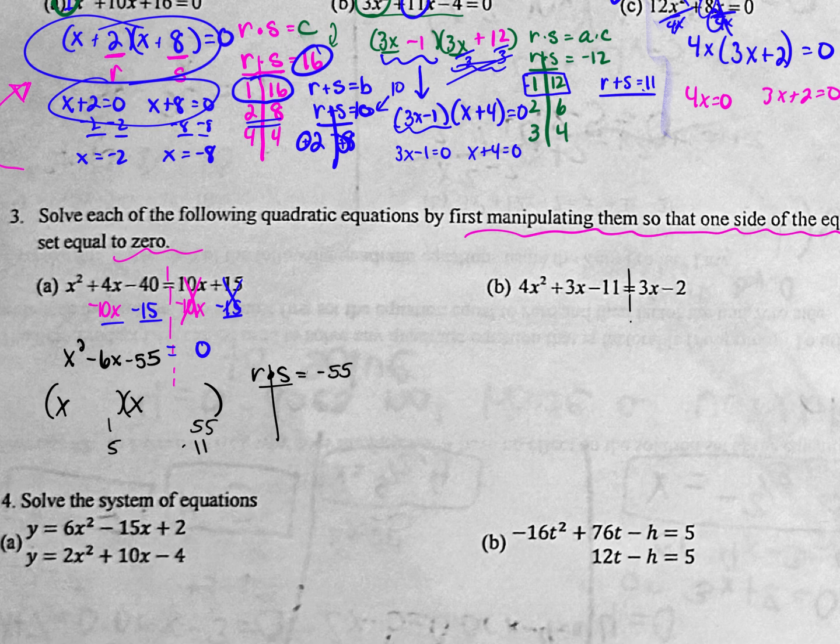Same deal over here. Drop that little line if you like to. Move your 3x over, so you subtract it from both sides. You move the 2, so you add it to get rid of it from the right to make it show up on the left. And then again, you'll have no x's. Excellent. Plus 9 equals 0.